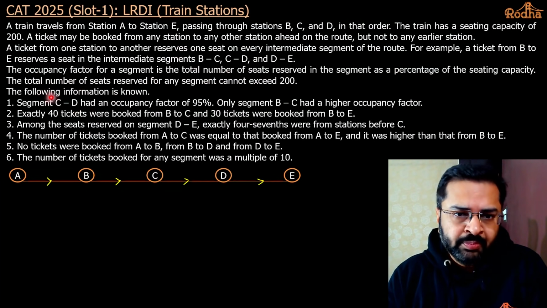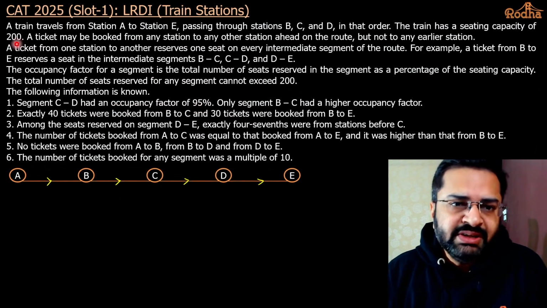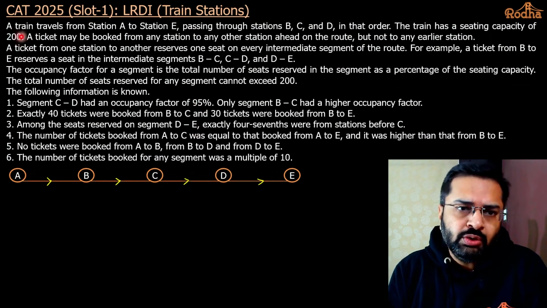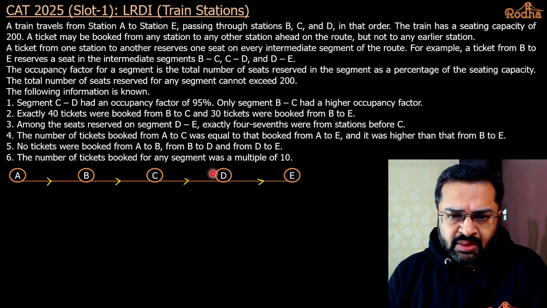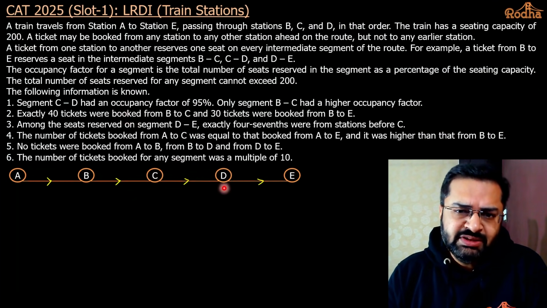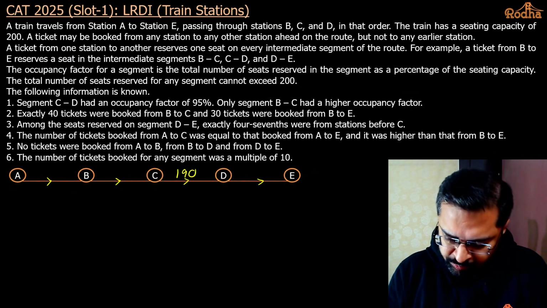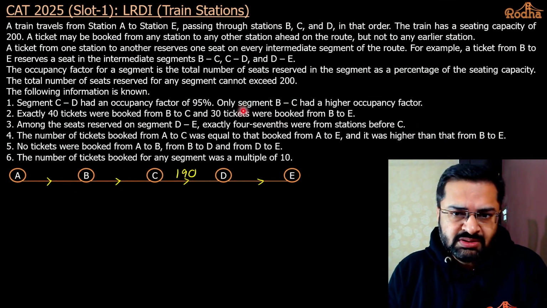Now let's look at the statements. What do they say? Segment CD had an occupancy factor of 95%. Since we already know the seating capacity, which is 200, and 95% means 95% of 200, which would be 190. So let's just write that for CD, 190 seats must have been reserved here. So I'll just write 190. So this is for CD, right? And what else is given?